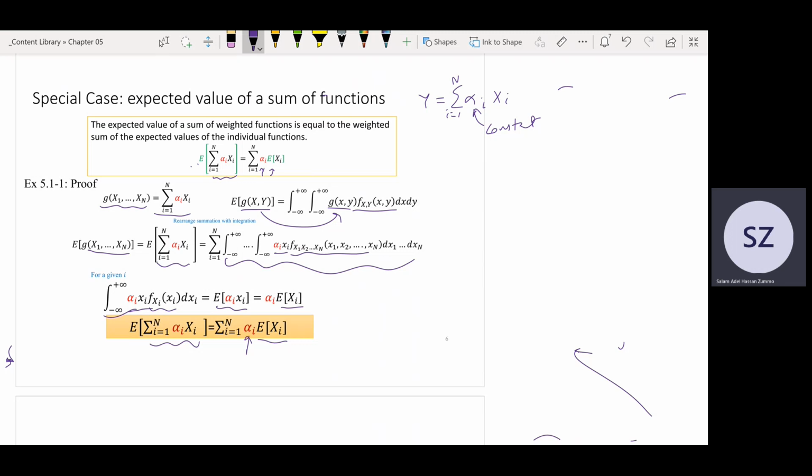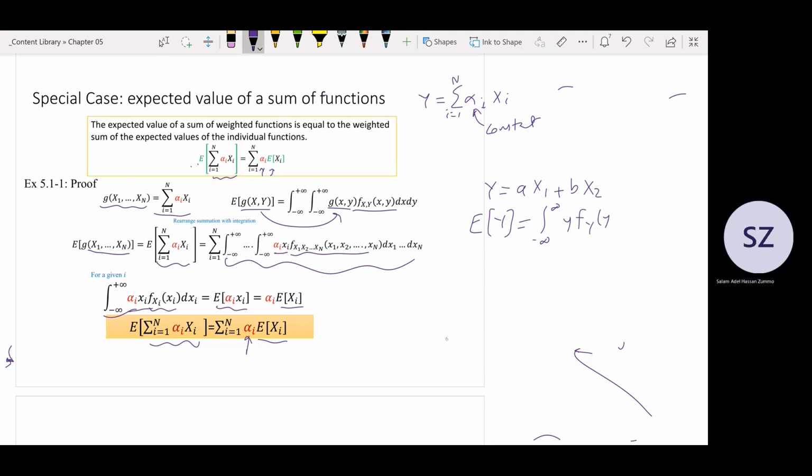So here I'm defining y as the summation of alpha i xi. Alpha i are constants. It means I could have, for example, y equal a x1 plus b x2. Then in this case, what is the expected value of y? We said you always have two solutions. Either you go and find the PDF of y, and then apply the integral from minus infinity to infinity of y times the PDF. Right? Right or not, guys?